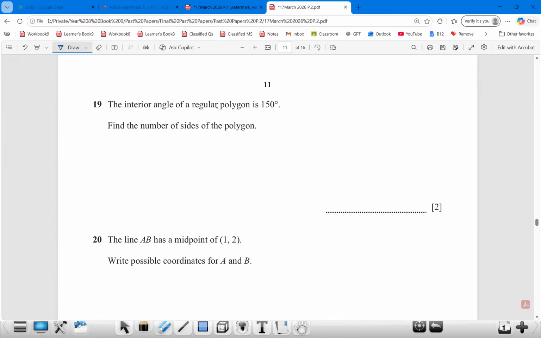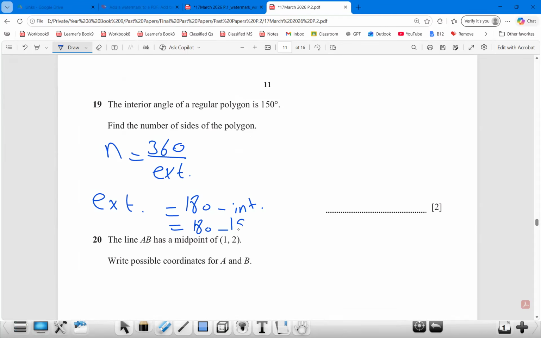The interior angle of a regular polygon is 150 degrees. Find the number of sides of the polygon. Oh, mister, I know that the number of sides is 360 over exterior, but I don't have the exterior angle. What am I supposed to do? You're supposed to find it, sweetheart. Exterior equals 180 minus interior. So it is 180 minus 150, which is 30. Okay, so the answer is 30 degrees. No, sweetheart.